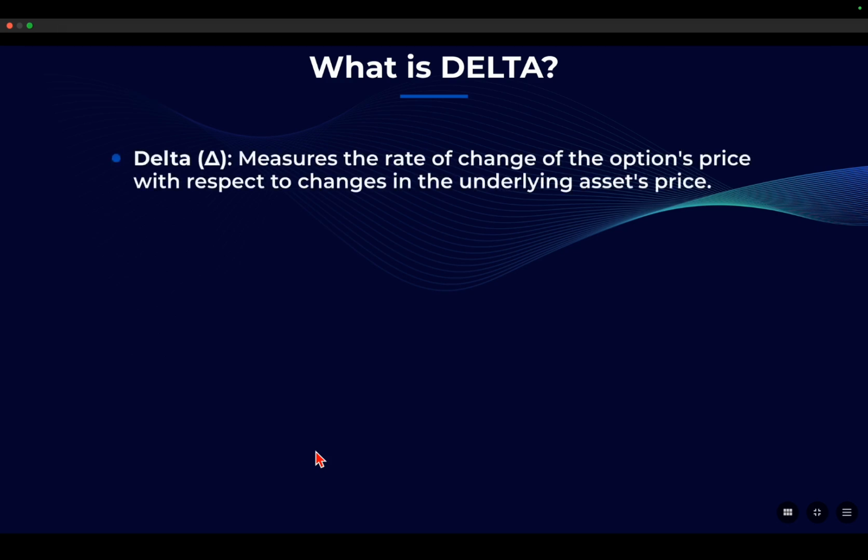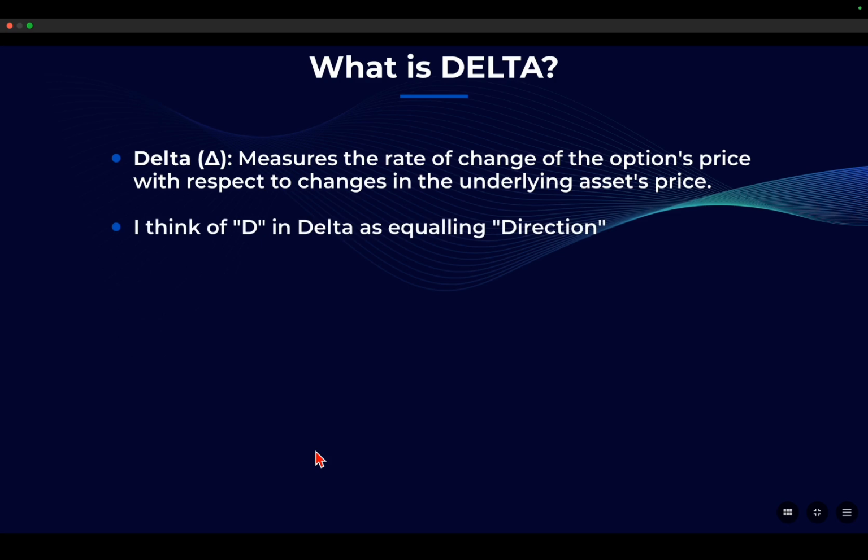So let's talk specifically about delta, which is one of the most important Greeks. Delta measures the rate of change of the option's price with respect to the changes in the underlying asset's price. Now, I know that sounds like Greek, pun intended, but I'm going to show you some examples here that will hopefully drive that home in a moment.